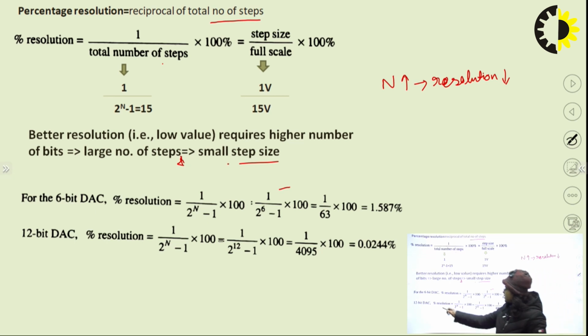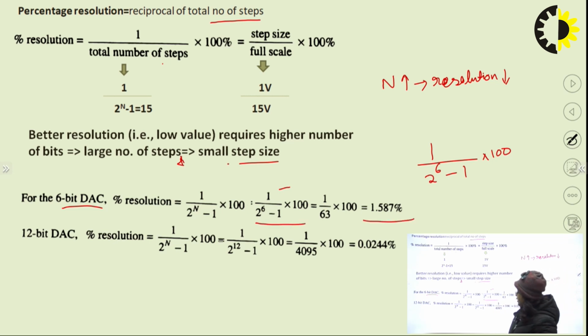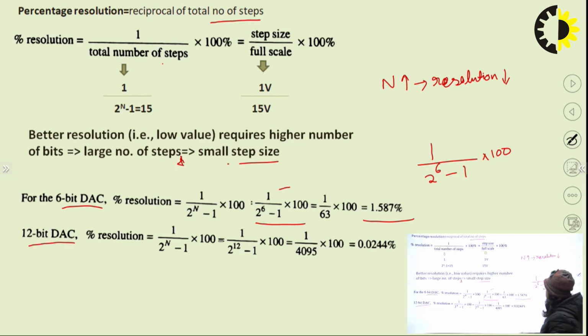So, for a 6 bit DAC, for example, the percentage resolution will be 1 upon 2 to the power 6 minus 1 into 100, that is 1.587%. Whereas, if we increase the number of bits to make it a 12 bit DAC, then the resolution will be 1 upon 2 to the power 12 minus 1 into 100, which comes out to be 0.0244. So, the smaller the percentage resolution, better is the DAC.